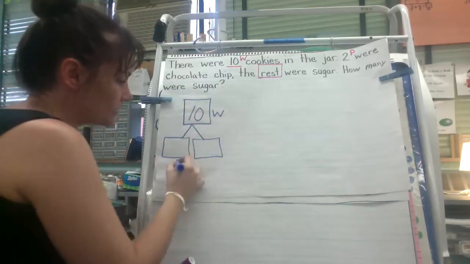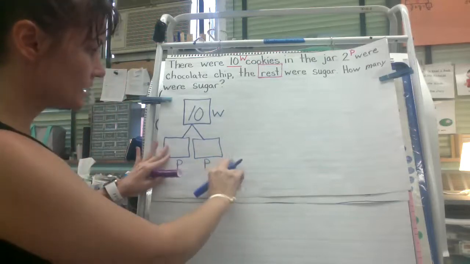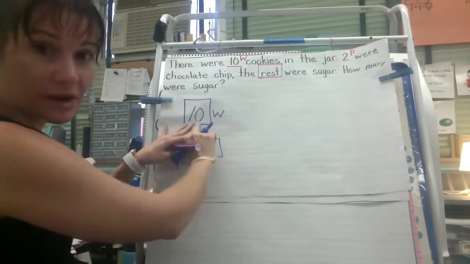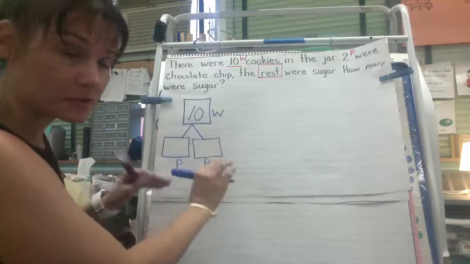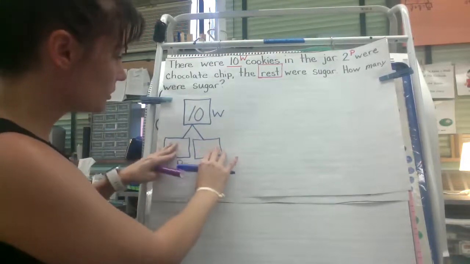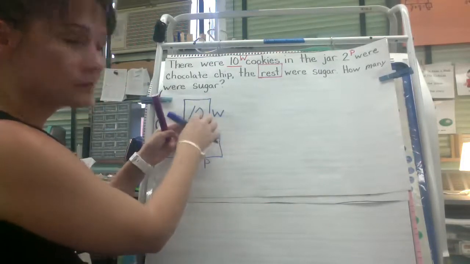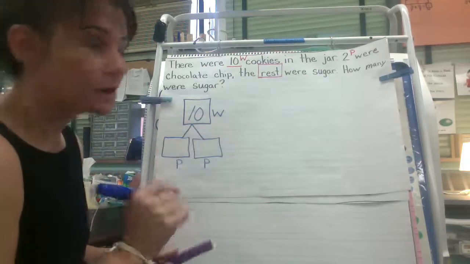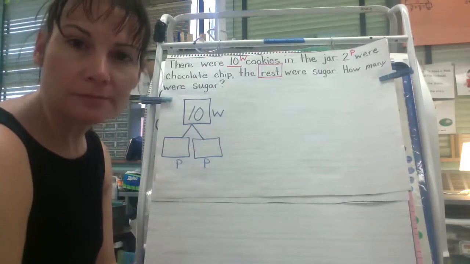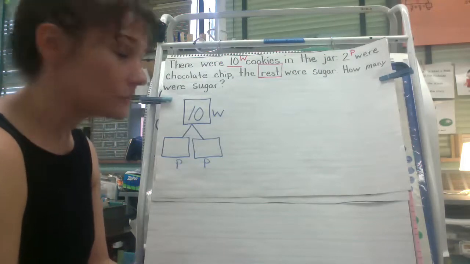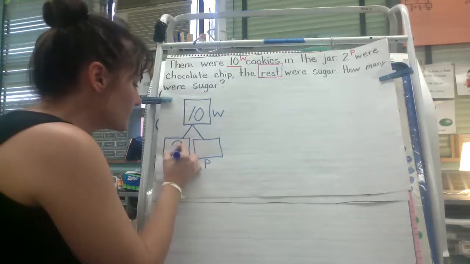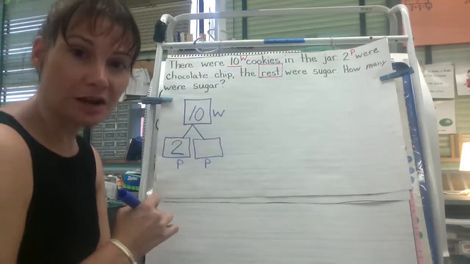My 2 parts go together to make my whole. So it's kind of like a puzzle. Your part and your other part go together to build your whole. What is the part that I know? 2. 2 is the part that I know. Great job.